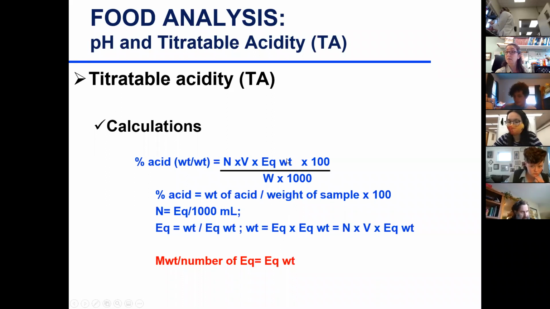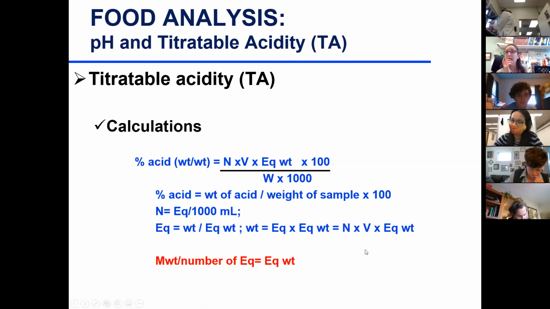So if the acid is, let's say, acetic acid, it has 1 equivalent, so we can put the molecular weight of acetic acid directly here. If it is citric acid, we have to divide the molecular weight by 3. If it is malic acid, we have to divide the molecular weight by 2.